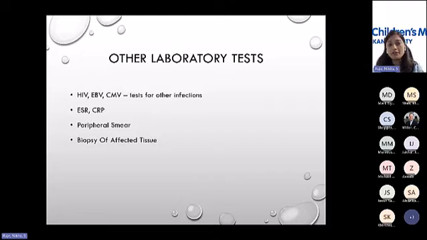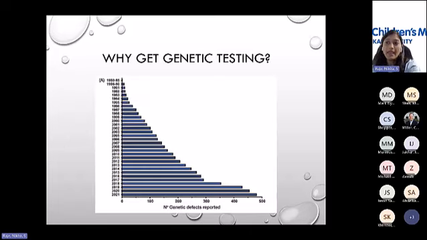In general, when you're thinking of immunodeficiencies, always think of secondary immunodeficiencies. So think of various viral studies, inflammatory markers, and use peripheral smear or biopsy of affected tissue. All of those can come in really handy when you're doing the workup for some complicated immunodeficiencies. And now I wanted to talk about genetic testing.